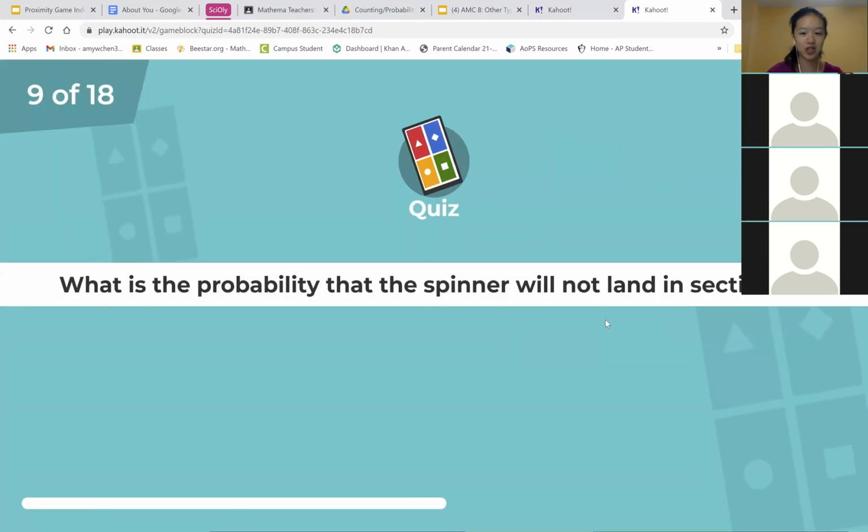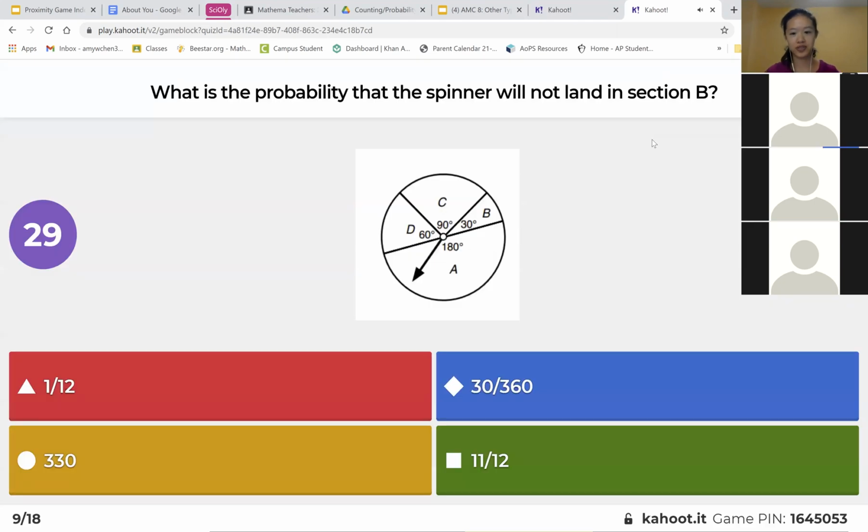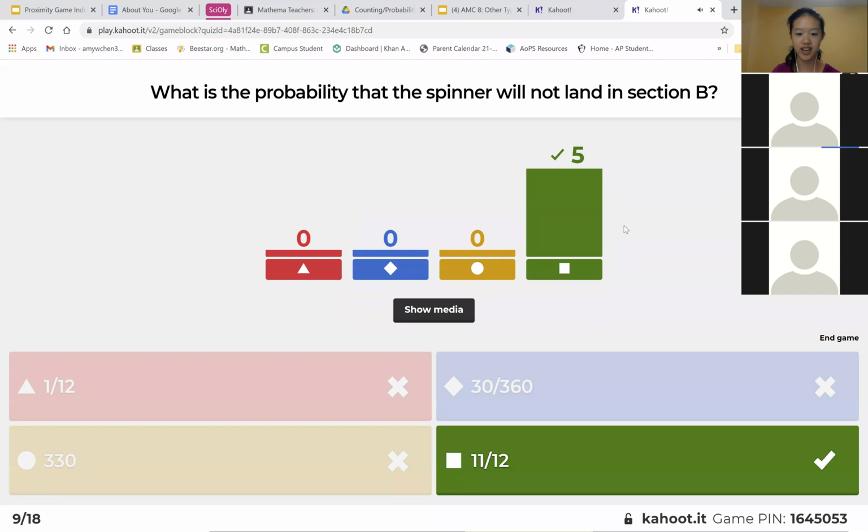What's the probability that the spinner will not land in section B? Not land in section B. Yay. I kind of guessed that one, but I didn't fully guess. I knew the answer, but I just guessed this is probably going to be the closest simplified version of it. Yeah, that's a totally valid strategy, especially given that the other ones are not really.